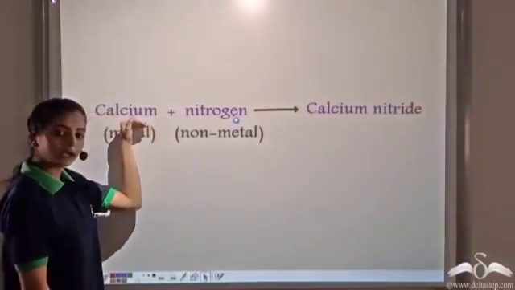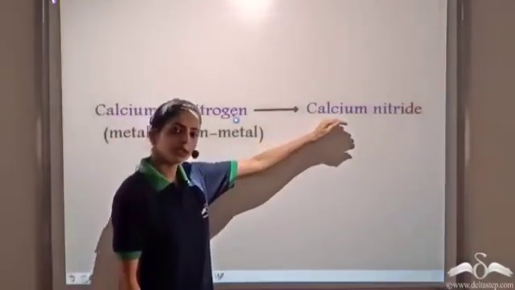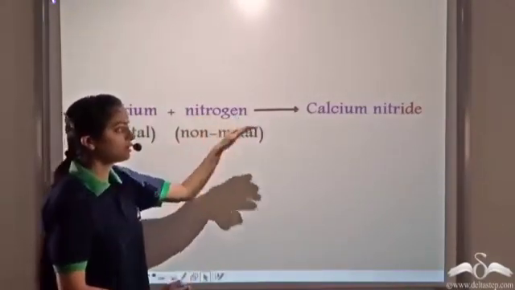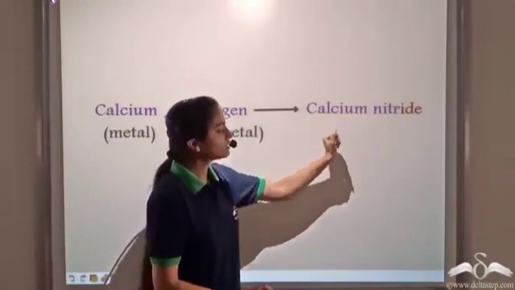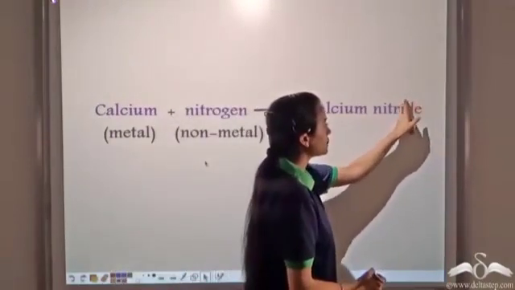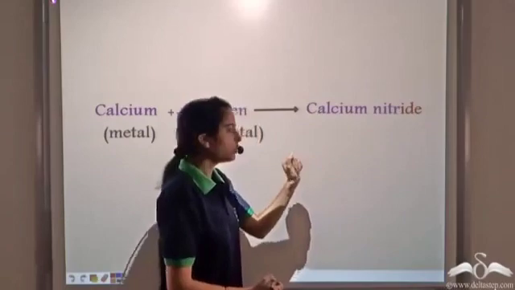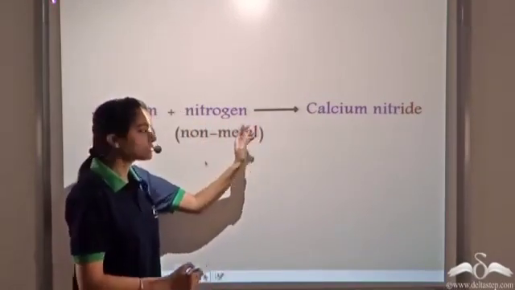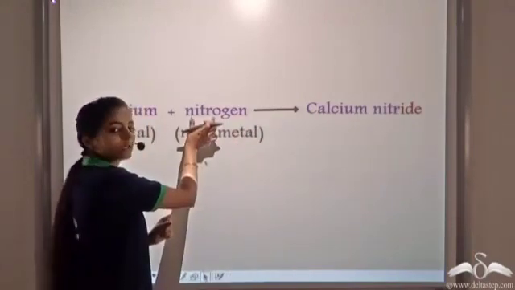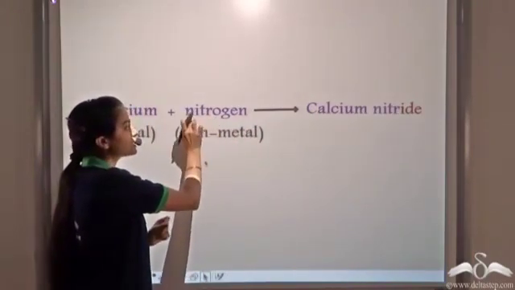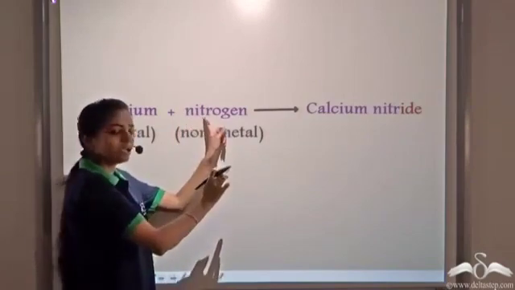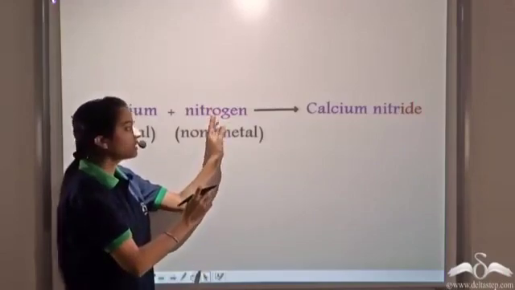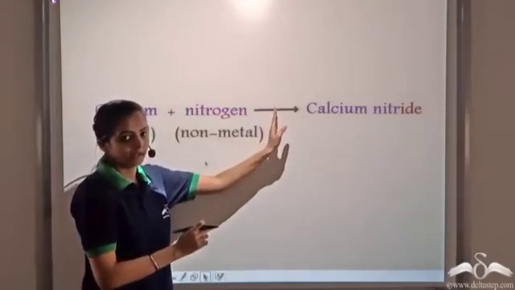So we know that the metal is written first. Calcium is the metal, it's written first. Then the non-metal. Nitrogen is the non-metal, it's written after the metal. Now the suffix "ide" is added to the non-metal. You'll observe that we are not naming this as nitrogen and then "ide." Instead, the "ide" is merged with the name itself. That is, it is nitr-ide. So the "ide" is merged with the name itself, and it's not nitrogen followed by an "ide."